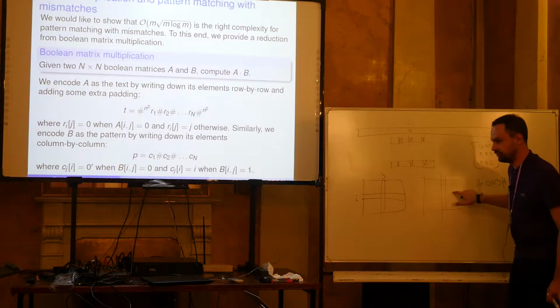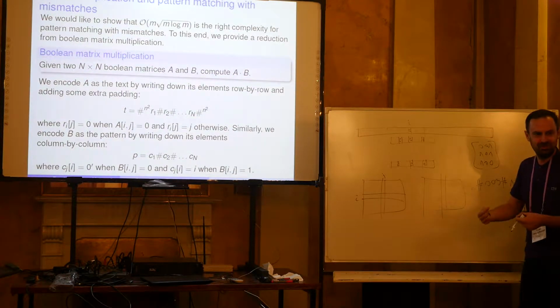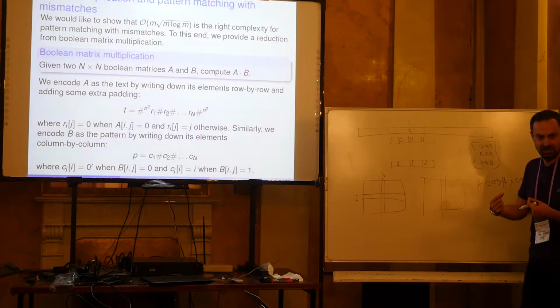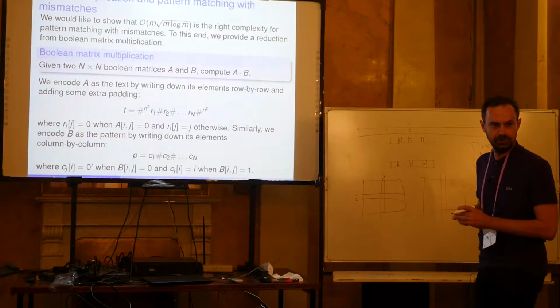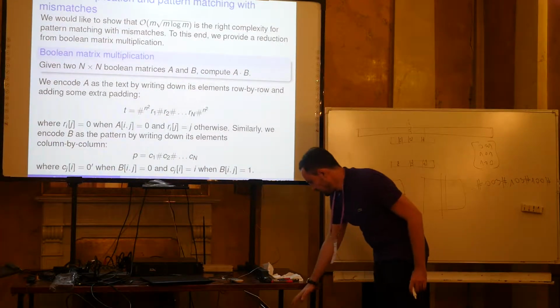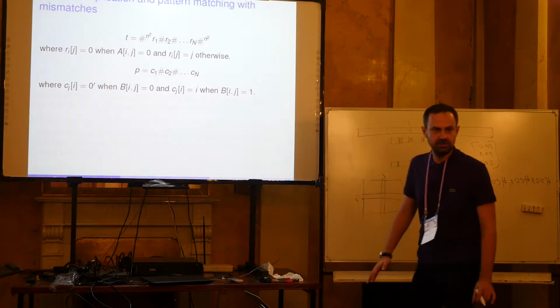A 0 here and a 0 here, they don't really create a 1 in the product. So I don't want them to contribute anything. So that's why I used two special characters. Okay? Now let us check that this reduction does something.